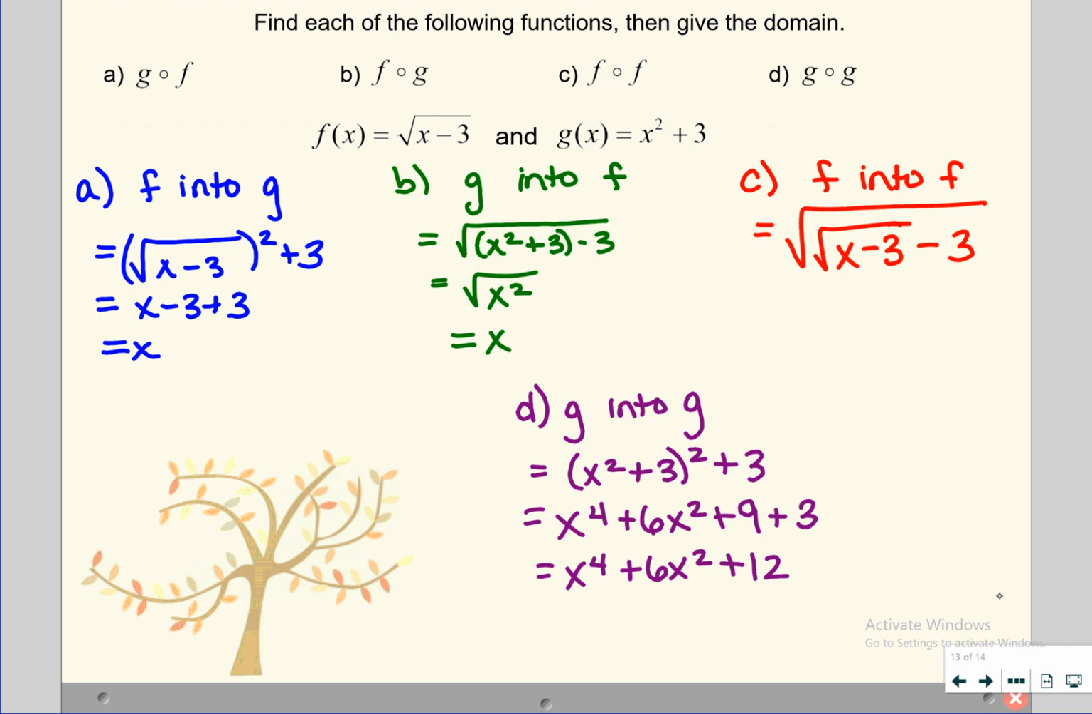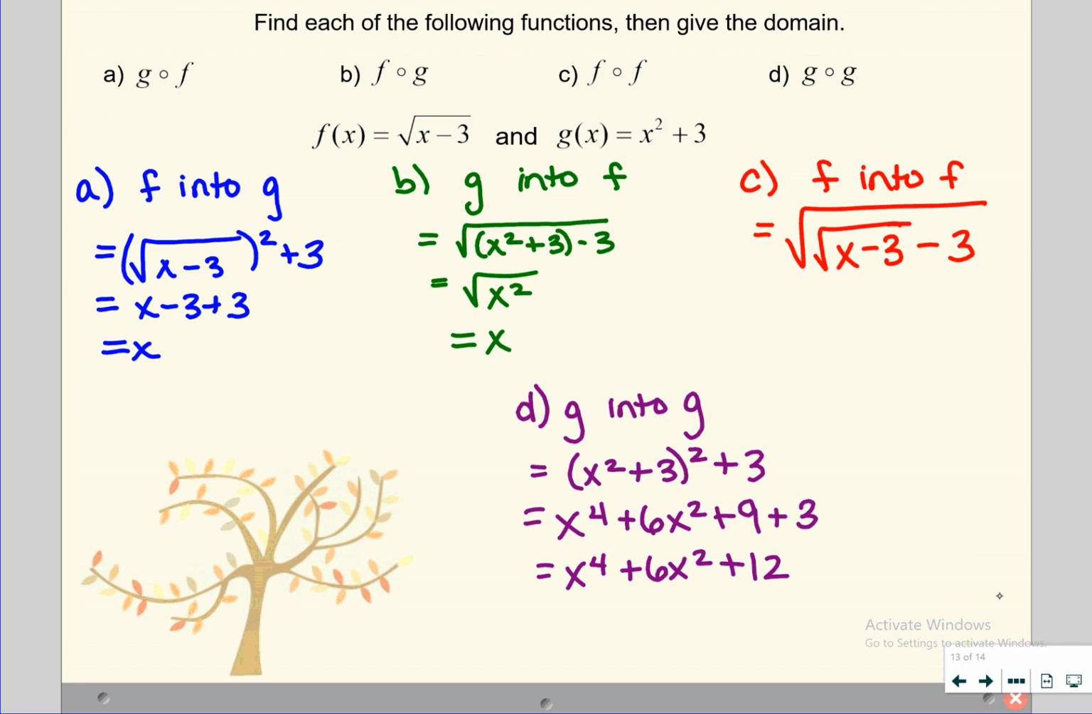g into f looks like this. You really don't need the parentheses because there's nothing that's squared or multiplied. So if you get rid of the parentheses, you can just see that the +3 and the -3 cancel. That leaves me with the square root of x squared, which again is just x.